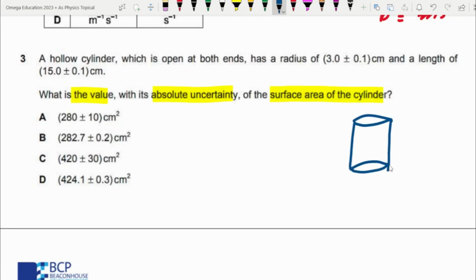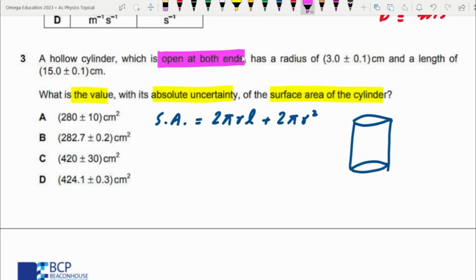So this is what your cylinder looks like. The surface area of a cylinder that we study in O level or IGCSE mathematics has the formula 2 pi RL, which is the area of the curved surface, plus 2 pi r square, which is the area of the two faces, the top and the bottom. But they have stated explicitly in the question that the cylinder is open at both ends.